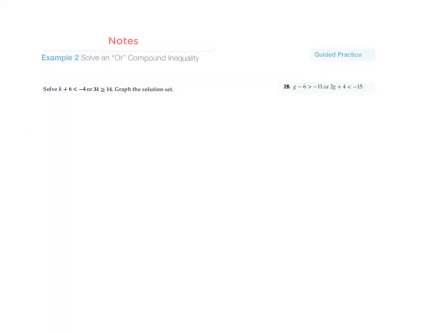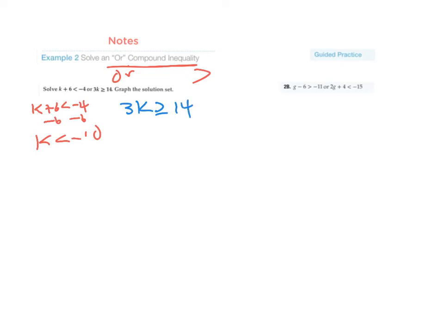The other type of compound inequality we have is with an "or," and that's when we have the greater than sign or the word or. In this case, we have the word or. So I have two equations, so I'm going to solve them first. K plus 6 less than negative 4. Minus the 6, minus the 6, k is going to be less than negative 10. And I'm going to solve my other equation, 3k greater than 14. When I divide by 3, k is greater than, and I'm going to go ahead and change this so I know where it goes on a graph, 4 and 2/3.